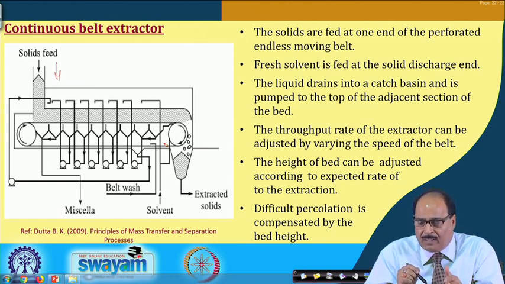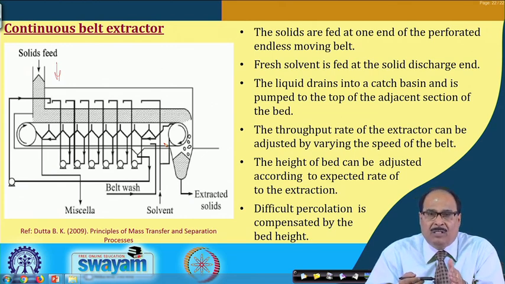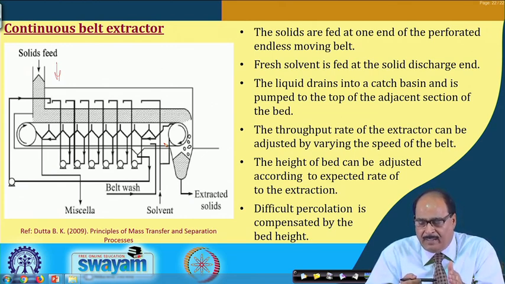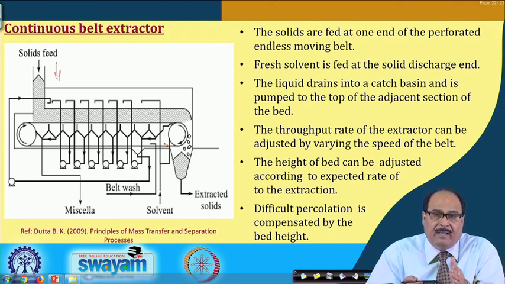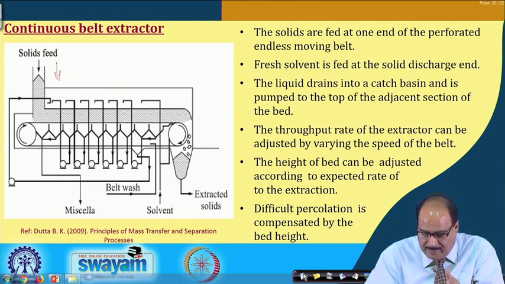The throughput rate of the extractor can be adjusted by varying the speed of the belt. The height of the bed can be adjusted according to expected rate of the extraction. Difficult percolation is compensated by the bed height.